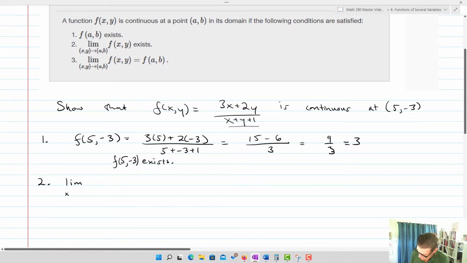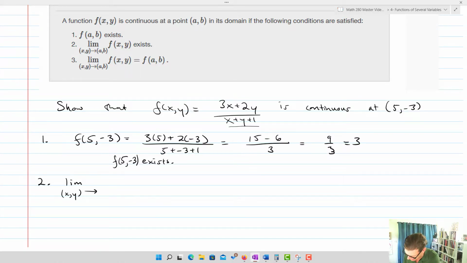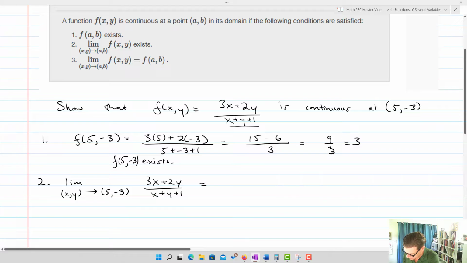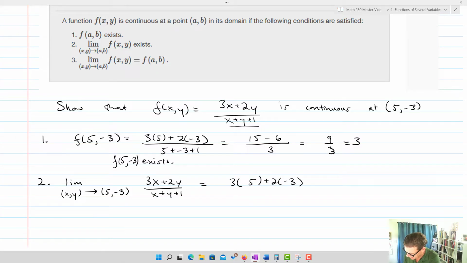We've got the limit as (x, y) approaches 5, -3 of (3x + 2y) over (x + y + 1). We can directly substitute it, and that is also going to equal 3. We'll do the direct substitution: 3 times 5 plus 2 times negative 3, divided by 5 plus negative 3 plus 1. There's no issue at all with solving this by substitution, which equals 3.